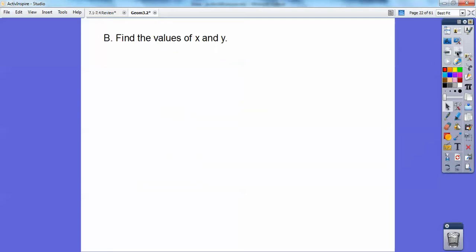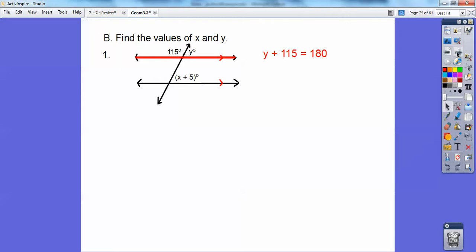So let's find the values of x and y. Here's number 1. First thing I'm going to do is look at that straight line right there. Straight lines always equal 180, so those two angles up here make the straight line. 115 plus y equals 180. Subtract out 115, you get 65. Then I'm going to look at those two blue angles. These are corresponding angles, so y equals x plus 5, or x plus 5 equals y, and don't forget y equals 65. So now I subtract 5 and you get x equals 60.